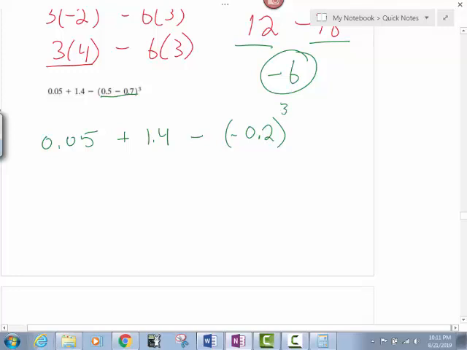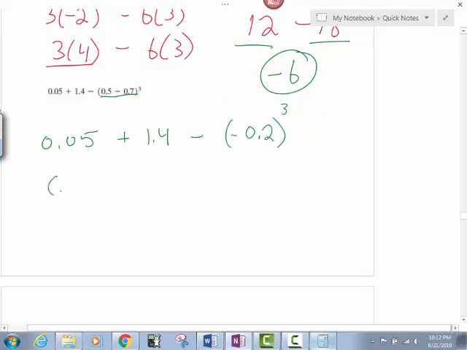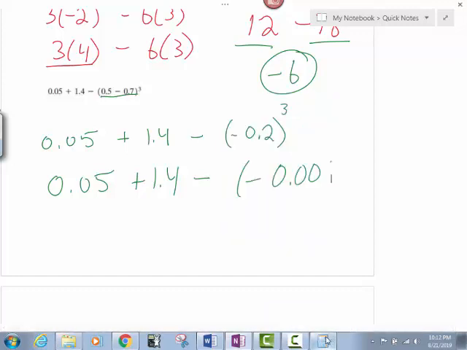That's still being raised to the third power. Okay, so let's multiply that 3 times. Negative 0.2, right, because we have 3 of them, times negative 0.2 equals, so look at our answer, negative 0.008. So 0.05 plus 1.4 minus a negative 0.008. Is it 2 zeros and then an 8? I believe so. Yes.